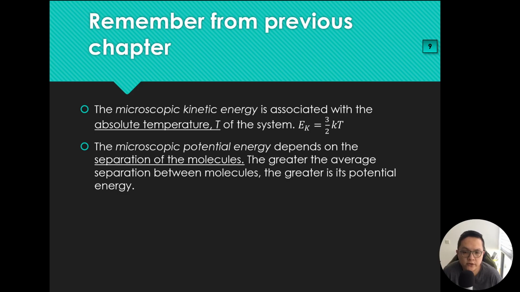The greater the average separation between molecules, the greater is its potential energy. The further apart they are, the higher the PE. Remember, this one is like the gravitational field, gravitational potential graph. As you get closer and closer, the energy will get more and more negative, right?